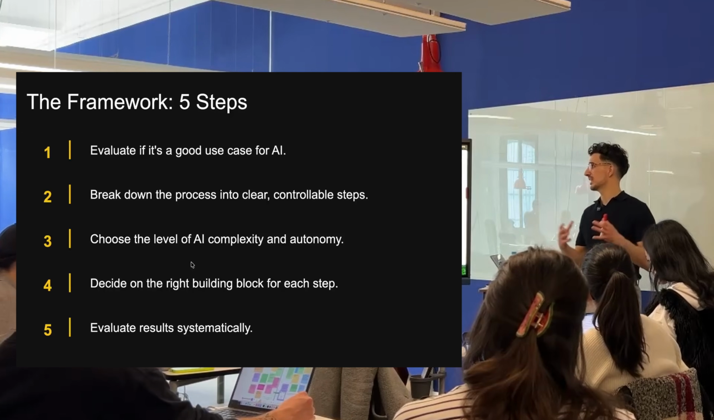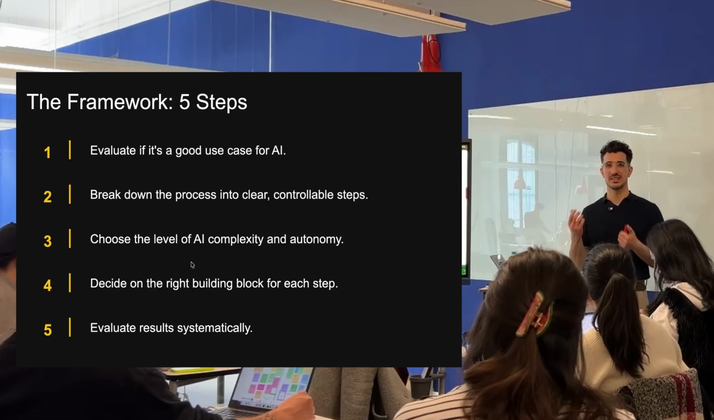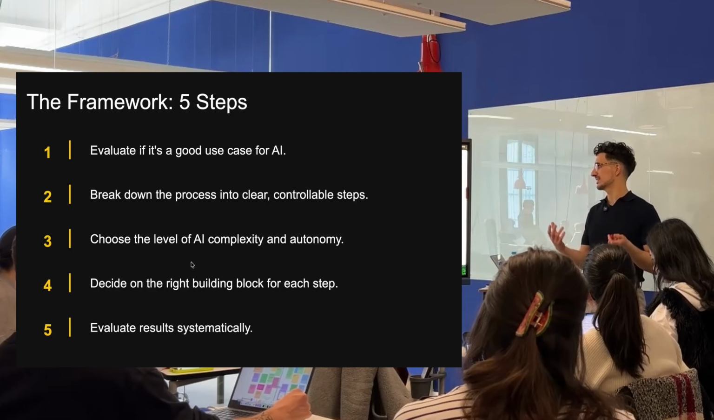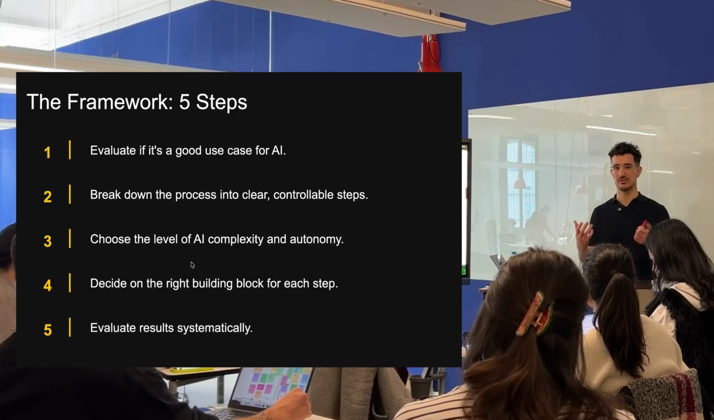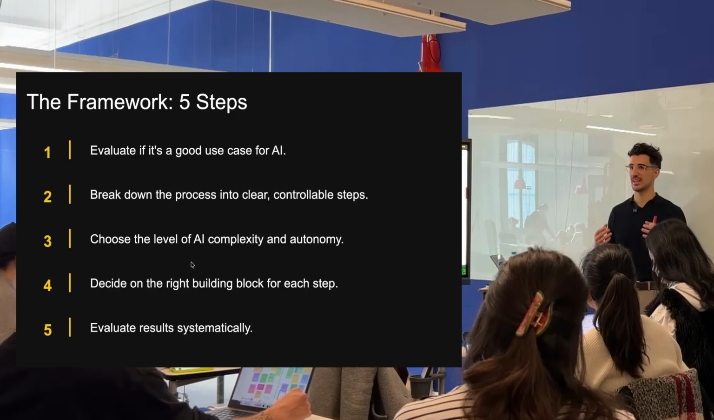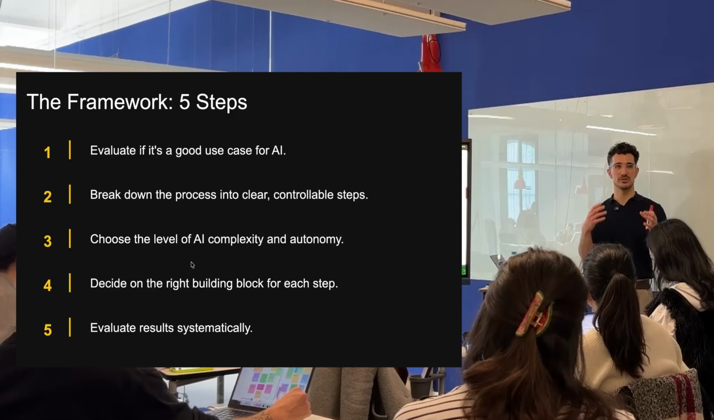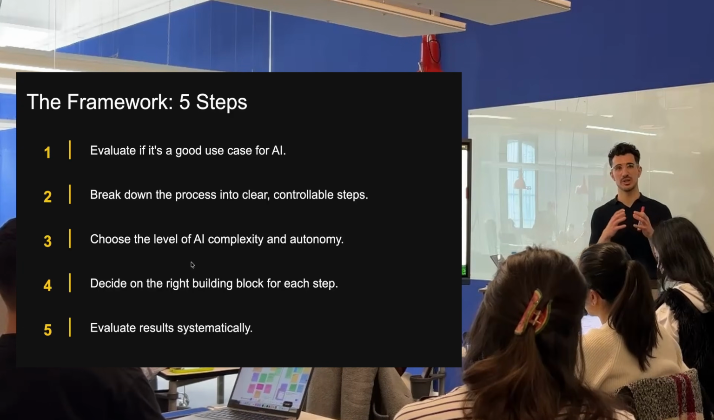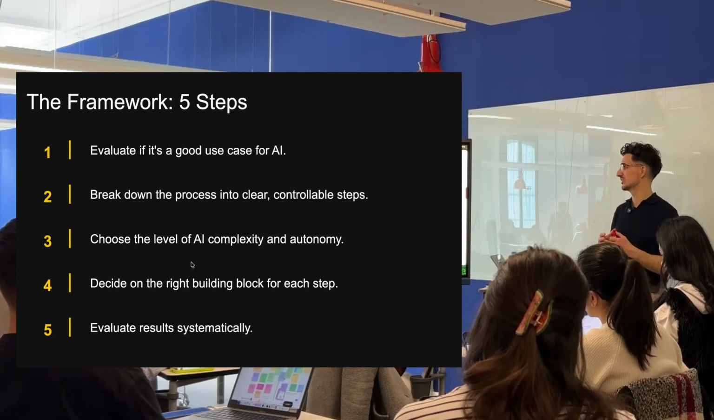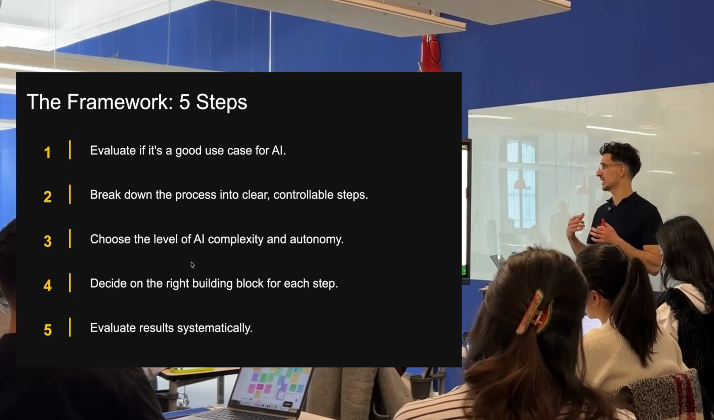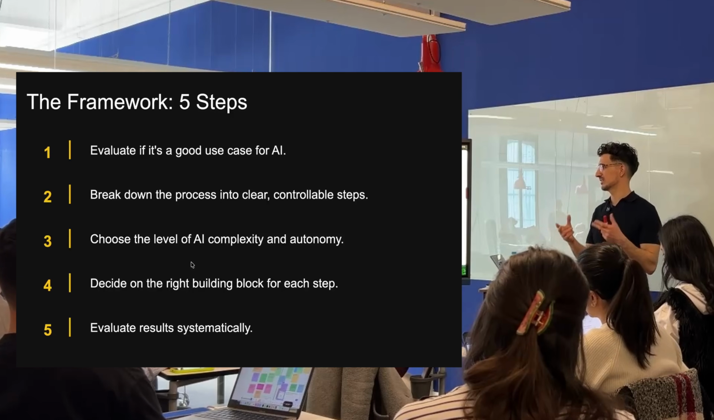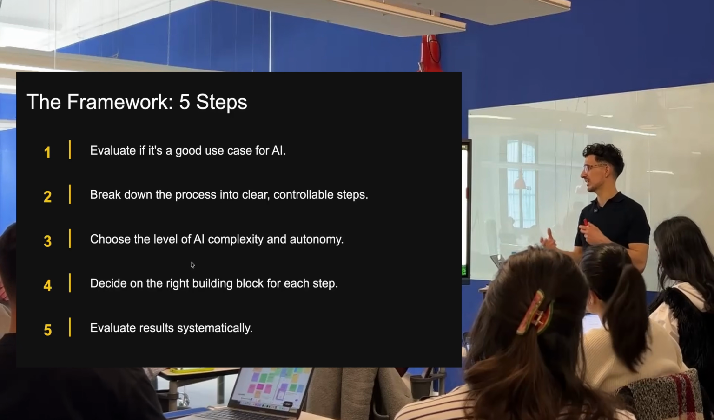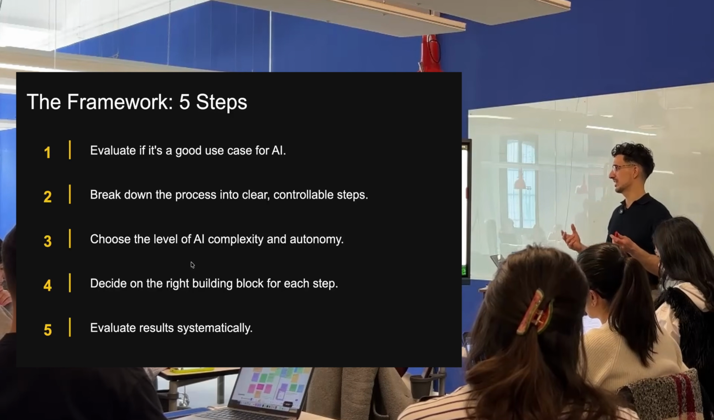And then I will think about the architecture, let's say, of how the solution might look like. So the complexity and autonomy I want to give AI. And then when I have this workflow, this series of steps, I will think about, okay, these are my building blocks. How do I do each step? And then I will create some evals or some way to evaluate the results systematically, right?